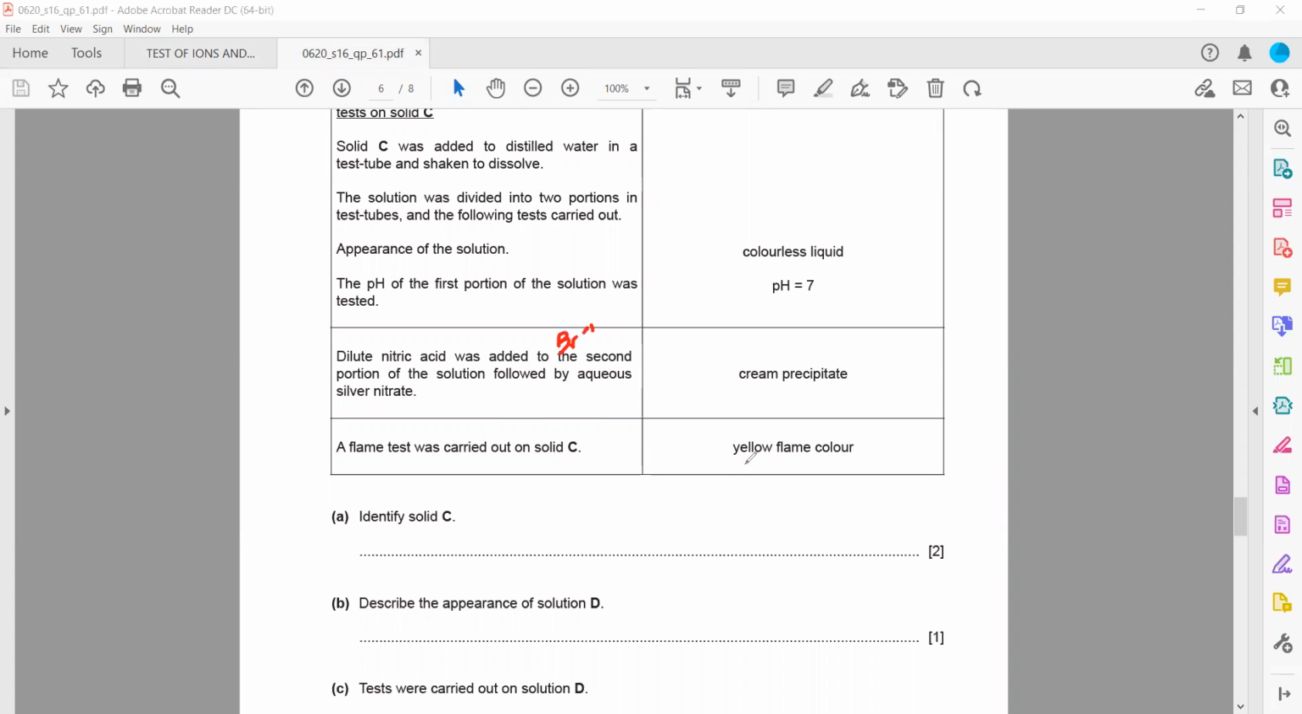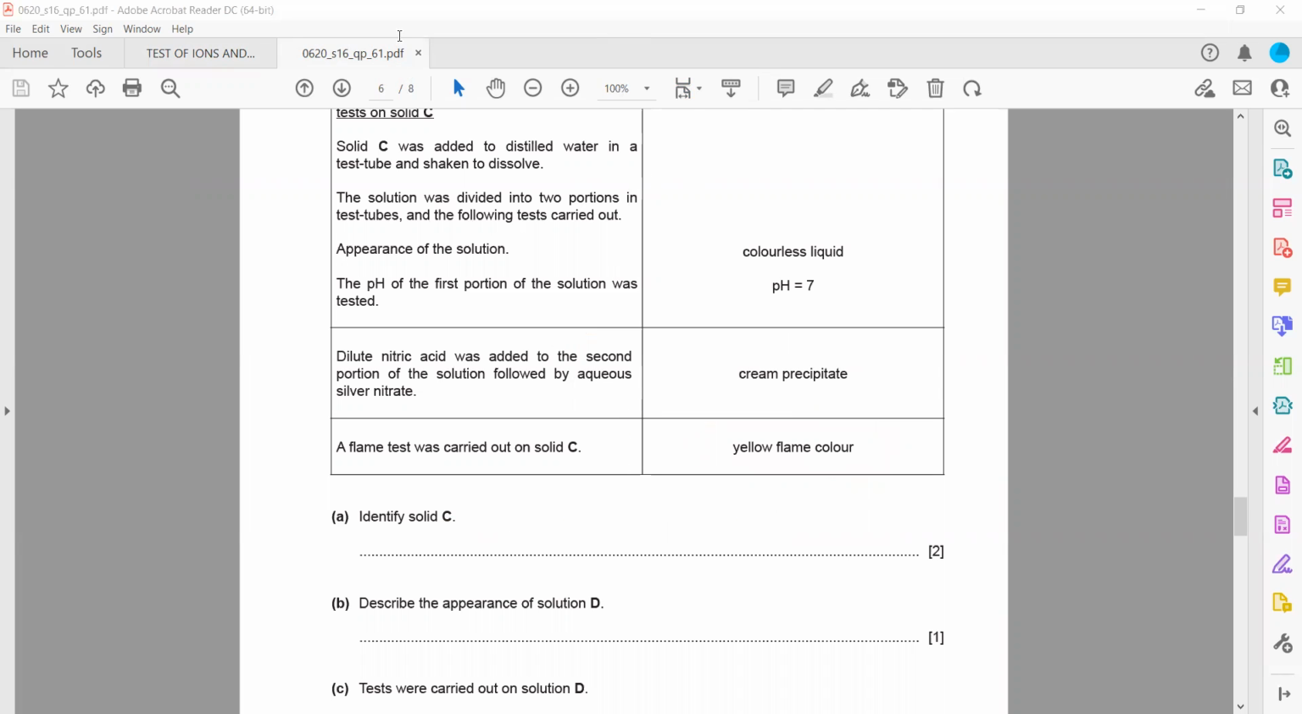Then a flame test was done and gave a yellow flame. You have to learn the flame colors: potassium is lilac, sodium is yellow, lithium is red, copper is blue-green. Because it's yellow, it gives an idea it's sodium. So identify solid C. It contains sodium and bromide. So what is the name of the compound? It is sodium bromide.